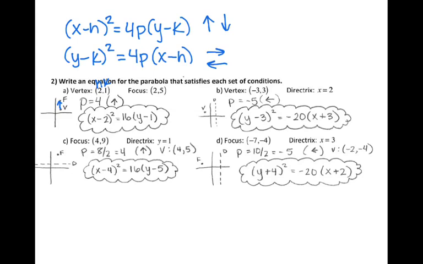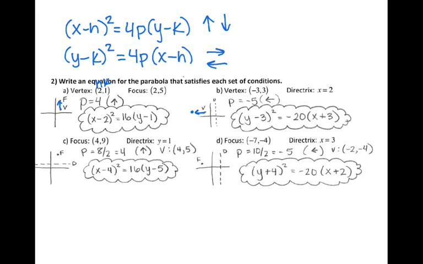For letter b, it's the same thing. I'm going to plot my vertex at (negative 3, 3). My directrix is x equals 2, so that's a vertical line, so I'm going to draw a vertical dashed line. And since my directrix is on the right side of my vertex, that puts my focus over here, and your parabola always opens towards the focus, so in this case it's opening to the left.